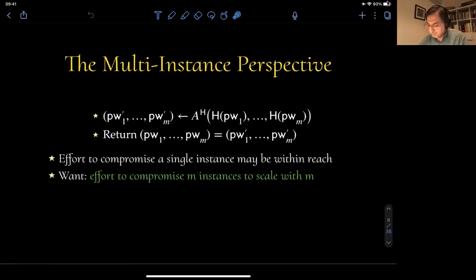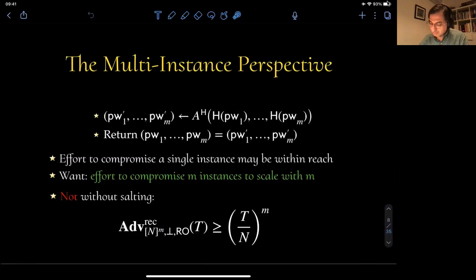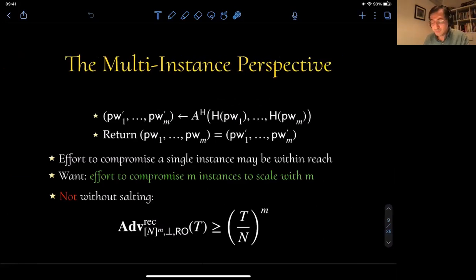So the perspective here is that in such a multi-instance setting, ideally, the effort that the adversary needs to put to compromise M passwords should scale linearly with M. In this setting, however, where we have not used salts, one can see that the adversarial advantage is actually bounded below by T over N, where N is, let's say, the size of the domain where these passwords are taken from, and T is the number of queries that the adversary makes to the random oracle. In fact, you can see that an adversary which makes T queries to this hash function is going to recover the ith password with probability T over N for each single instance. And then essentially these games are independent. So the probability that you're going to recover all of them is (T over N) to the M.